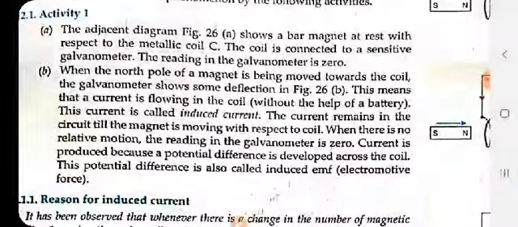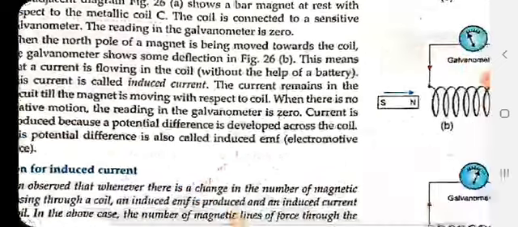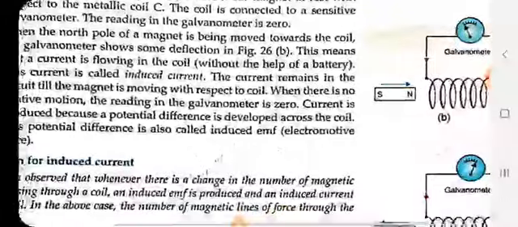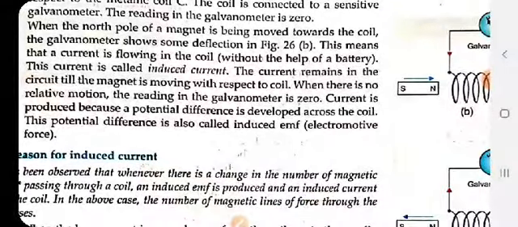When the north pole of the magnet is moving towards the coil, the galvanometer shows some deflection. This means the current is flowing in the coil, right? In the same way, when the bar magnet is taken back to its original position, then also it shows a deflection. This is due to the induced current. And what does this induced current come from? Due to the potential difference that is developed across the coil.